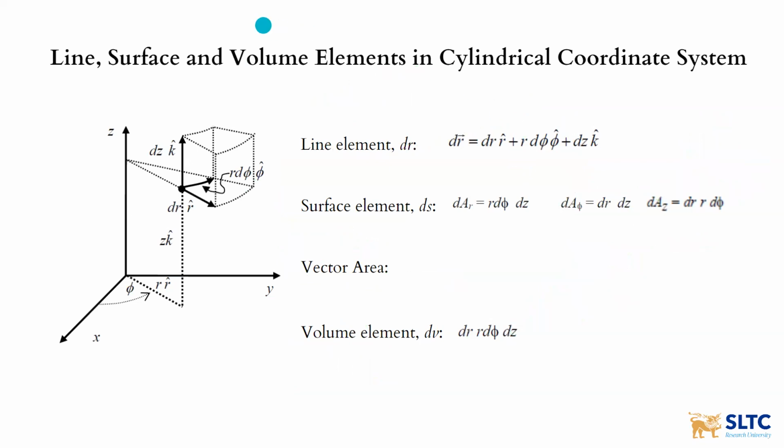So these line elements, surface elements, vector areas and volume elements, we can define for the cylindrical coordinate systems as we have defined for the Cartesian coordinate system. So the line element, from its definition, is the line vector that we can form once we move from one point, if we take this as point A, to another point, let's take this as the destination point B, right? So from point A, assume that we are moving a distance of dr along the r direction.